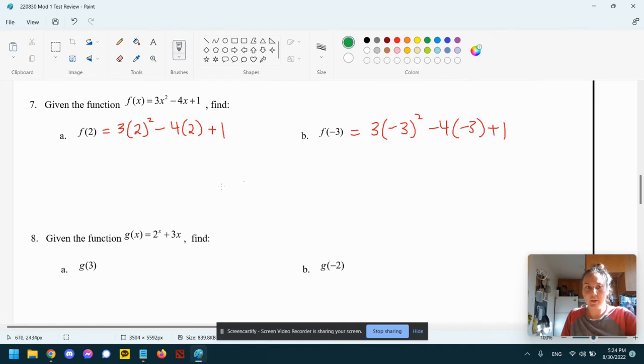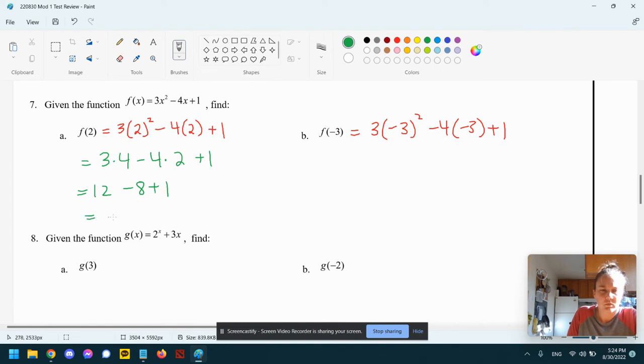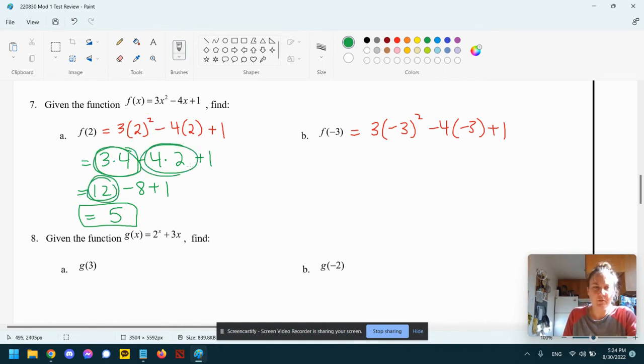And now I'll simplify. When we do PEMDAS, it's exponents first, then multiplication, then addition and subtraction. So I changed the 2 squared into 4, and then copied the rest of it down. I changed the 3 times 4 into 12, and the 4 times 2 into 8, and then copied the rest of it down. And then I just did this in my calculator. 12 minus 8 is 4, plus 1 is 5.